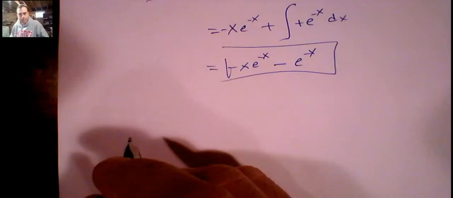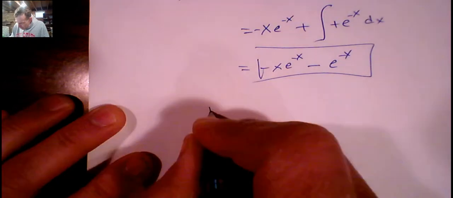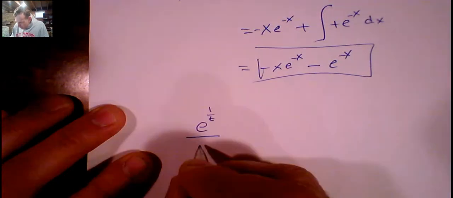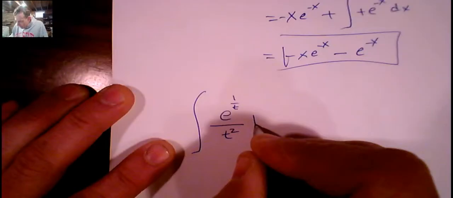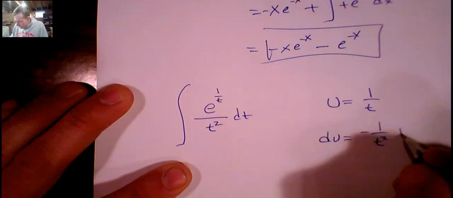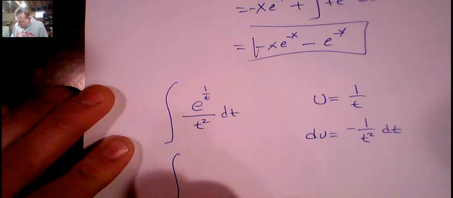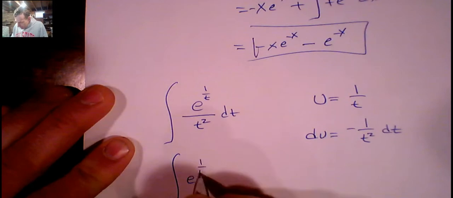So straight substitution, this is e to the 1 over t squared. We're integrating this with respect to t. So let's just let u equal 1 over t, du equals negative 1 over t squared dt. Let me just rewrite this: 1 over t times 1 over t squared dt.